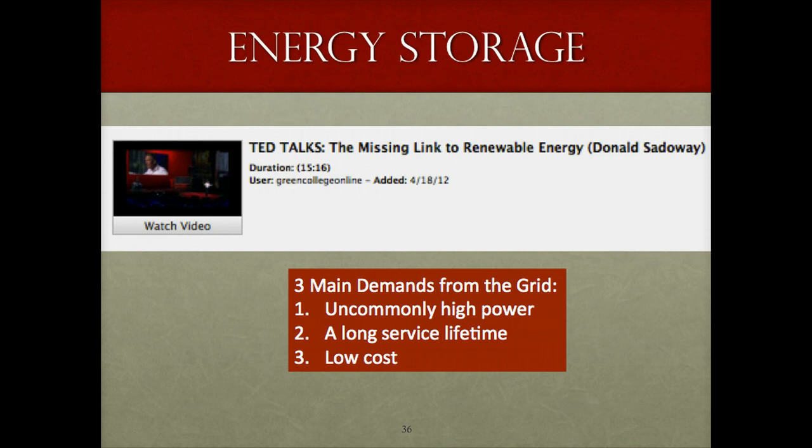And then there is energy storage. Some see this as the holy grail of sustainable energy, basically solving the biggest problem associated with renewables, intermittency. But no one yet has made energy storage commercial at the right price. The TED Talk you watched, however, highlights one energy storage option that may have that potential in a few years. During this talk, Professor Sadoway expresses that the grid requires energy storage to meet three main demands: uncommonly high power, a long service lifetime, and low cost. And he thinks he has just the technology to meet these demands, although it will take some time for his technology to get to commercial or utility scale.